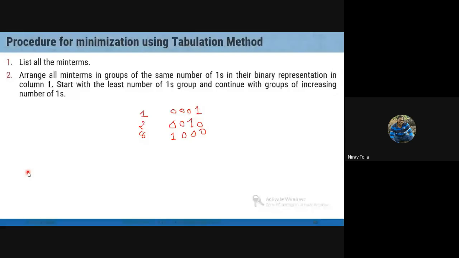The number of 1s available in 1 is 1. The number of 1s available in 2 is 1. And the number of 1s available in 8 is also 1. So focus on this. We have to arrange all the min terms in groups of the same number of ones in their binary representation. So we have to start with the least number of ones.